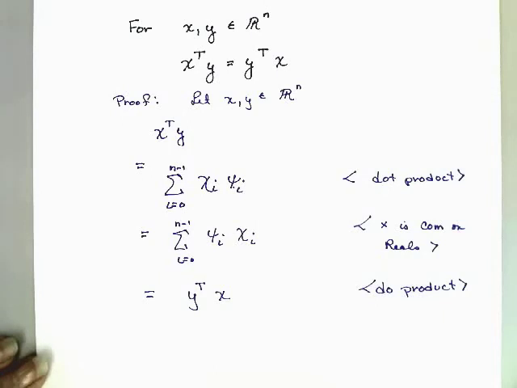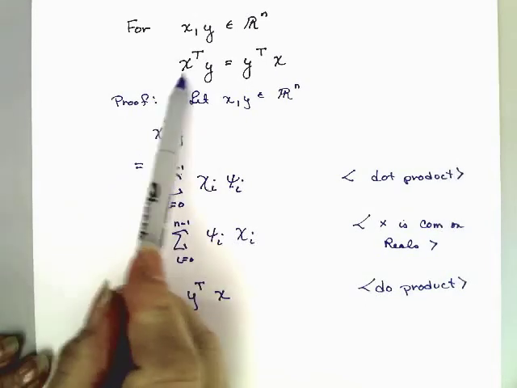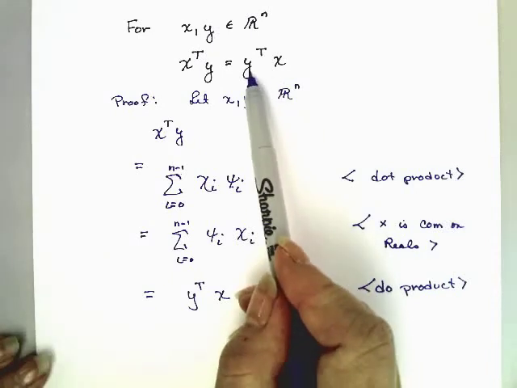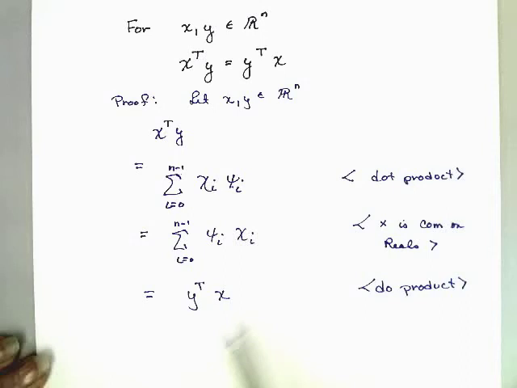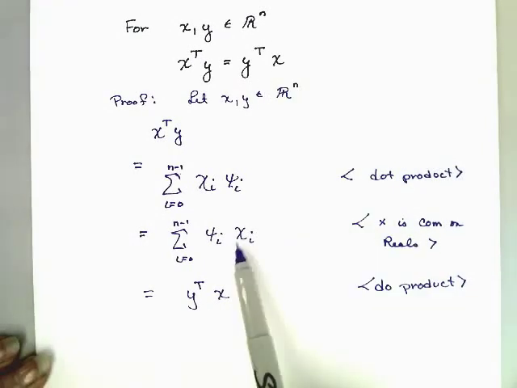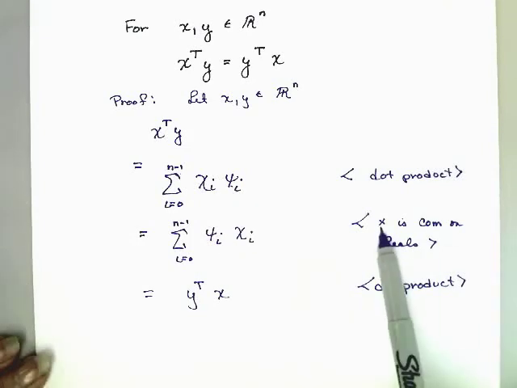Now, actually, how did I know this is my proof? What I did was I started with the definition of dot product for the left-hand side. And in my mind, I looked at the definition of dot product for the right-hand side. And then I noticed that these two were equal by multiplication being commutative on reals.